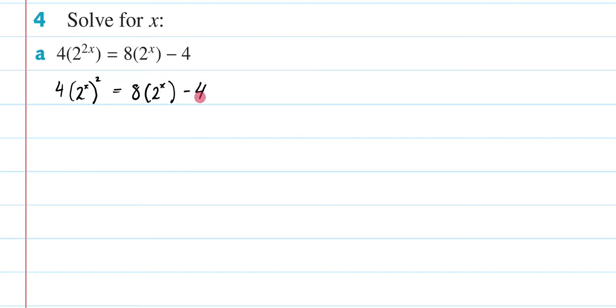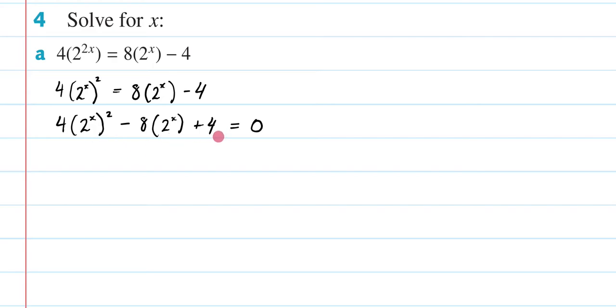minus 4. I then am going to move everything over to my left-hand side. The reason why is because I want to keep this term a positive term. So I'm now going to rewrite this 4 to the x squared minus, because I'm taking this over, 8 2x plus 4. Because I'm taking that over, it's now a plus. And that's going to equal 0.